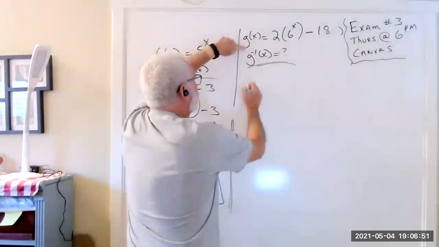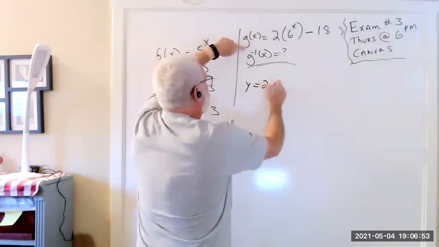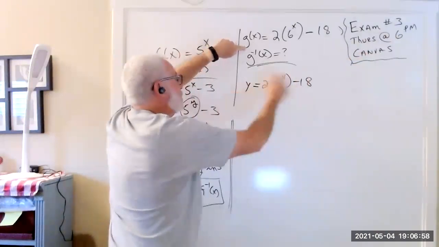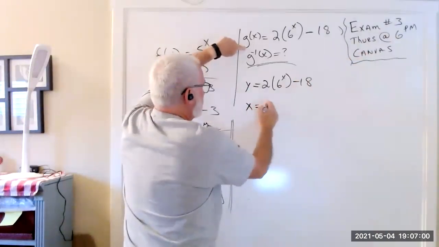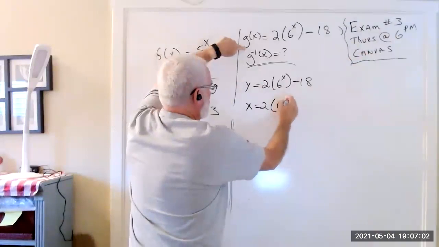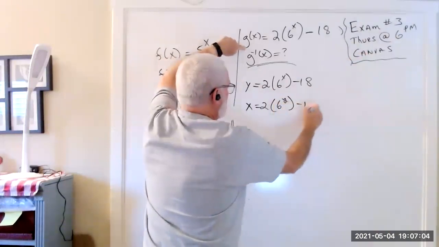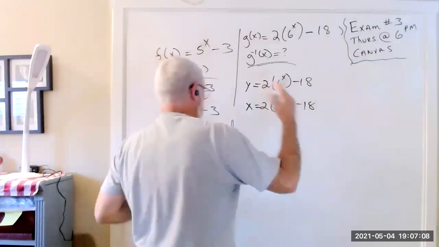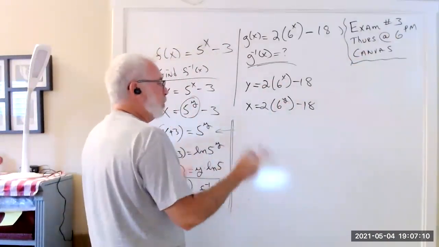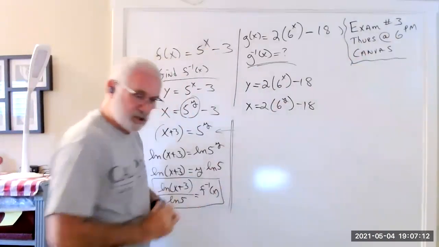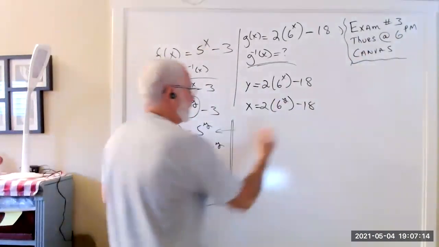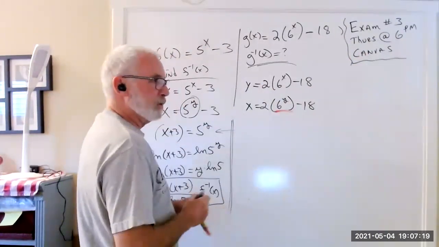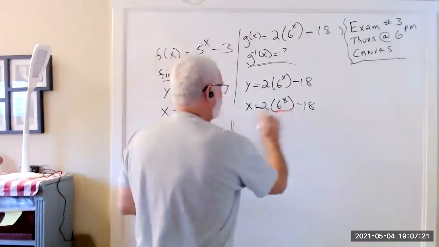So we write this as y equals 2 times 6 to the x minus 18. Swap x's and y's. x equals 2 times 6 to the y, quantity minus 18. Now, before we apply log base whatever, we want to get this 6 to the y isolated. We want to get that quantity all by its lonesome. So we're going to add 18 to both sides.